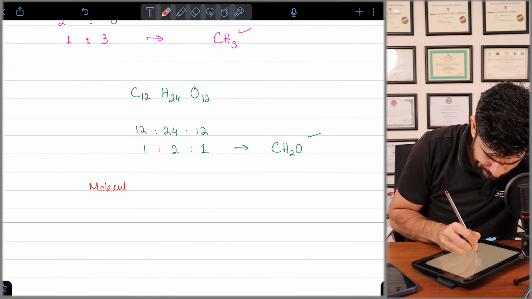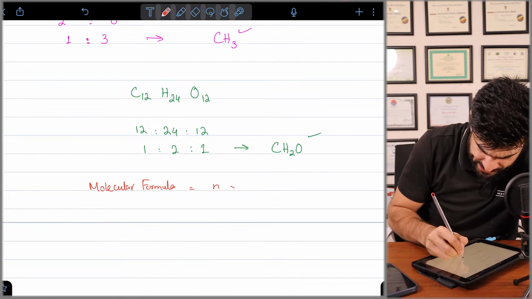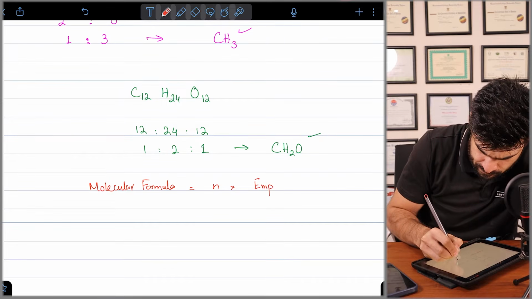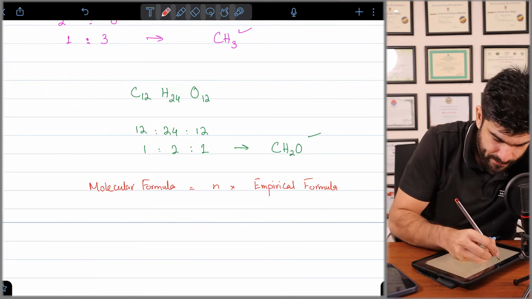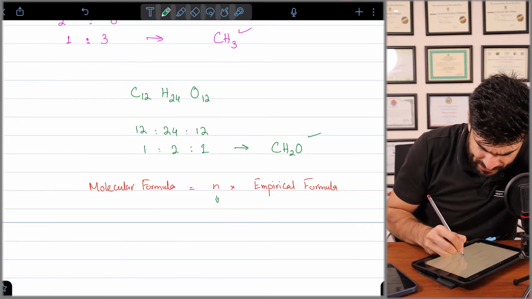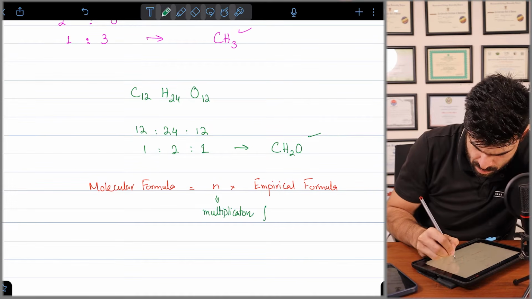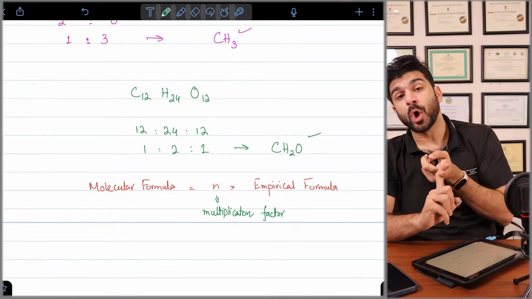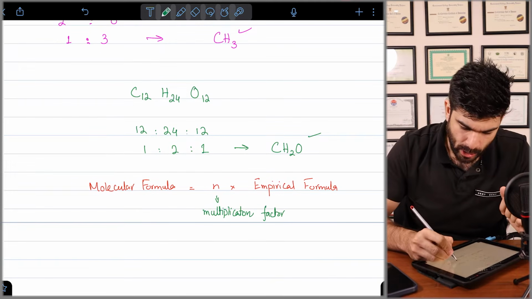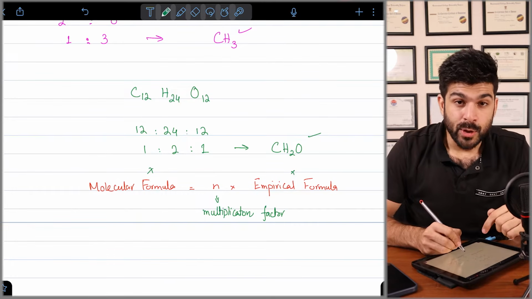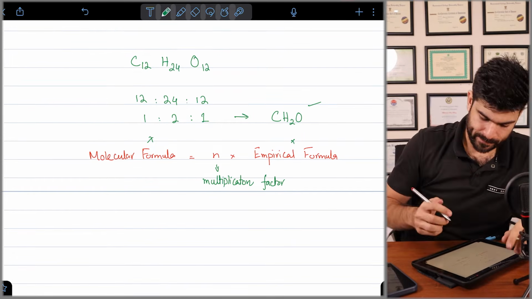So molecular formula is equal to N times empirical formula. Now, this N is a multiplication factor. I told you that in a question you would not be given the molecular formula, and mostly you would not even have the empirical formula. So you don't have this value, and you also don't have the N value, but you can calculate N. How would you calculate N?